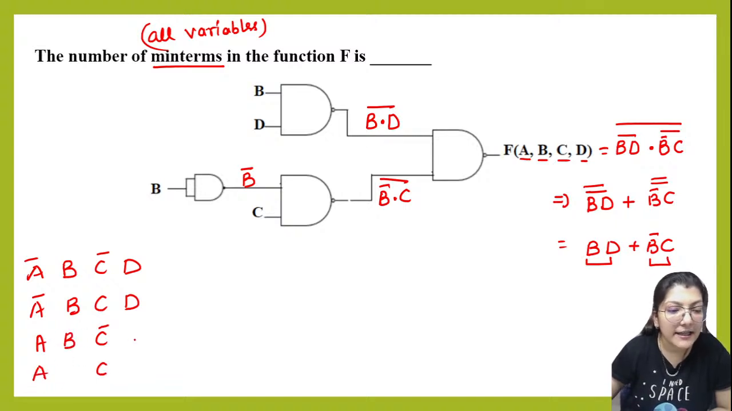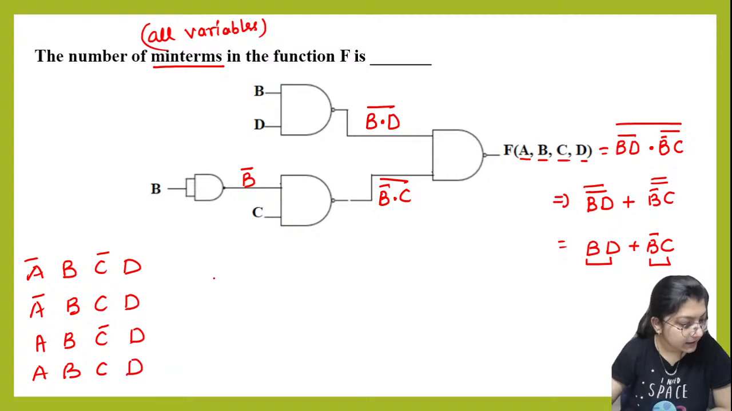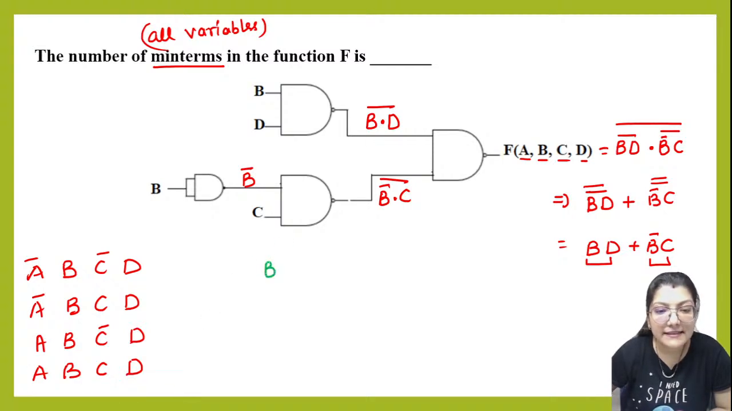So these are your min terms, right? And next I have B complement C. I'll write B complement C as it is, and I have to add A and D into it. So this will be 0 0, then 0 1, then 1 0, and then 1 1. These are your min terms.